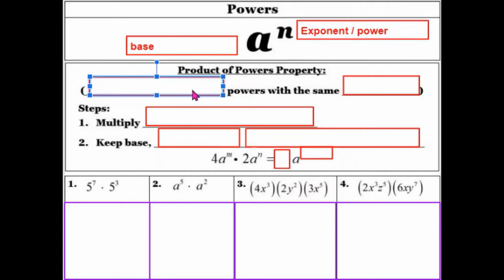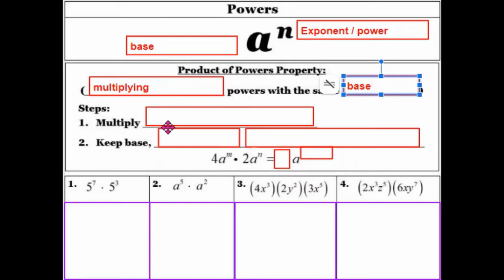That means we are multiplying powers with the same base. So the base is the same. The thing with the exponent is the same. So if this was x squared, you'd want an x cubed, for example, would be two things that have the same base because they're both an x. So how do we do that?